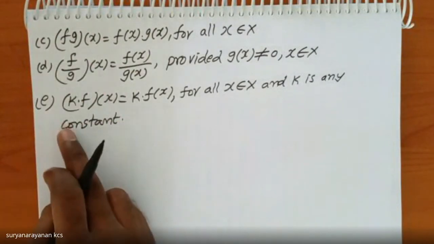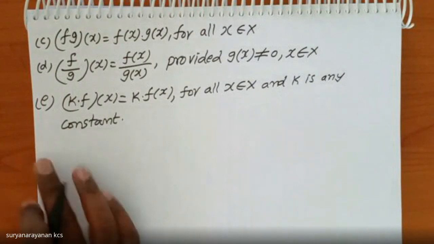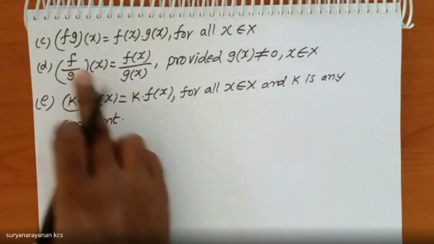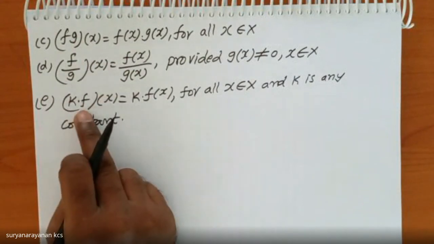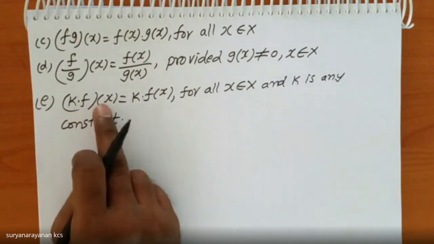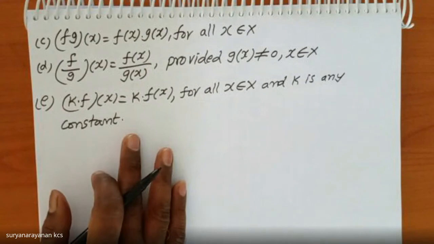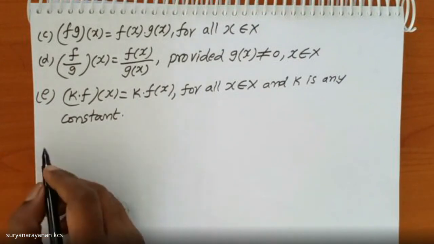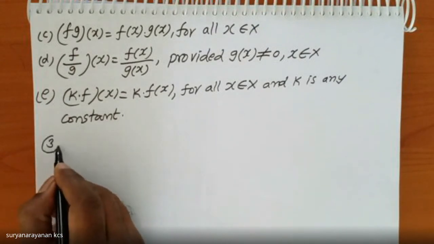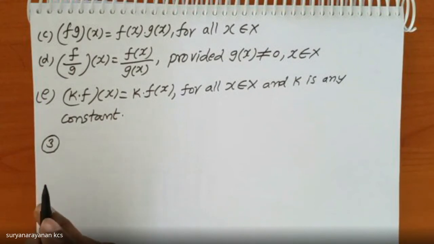So these five are said to be algebra of functions: addition, subtraction, multiplication, division, and multiplying a function by a constant. Okay, this is about algebra of functions. And the next point, we have to find the domain of the functions. They will ask you the domain of the functions and what is the range of the function.